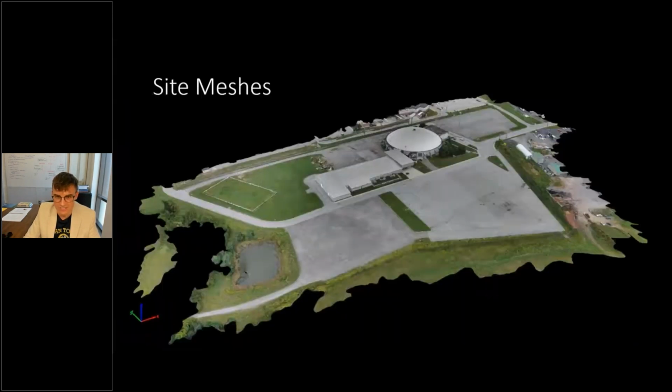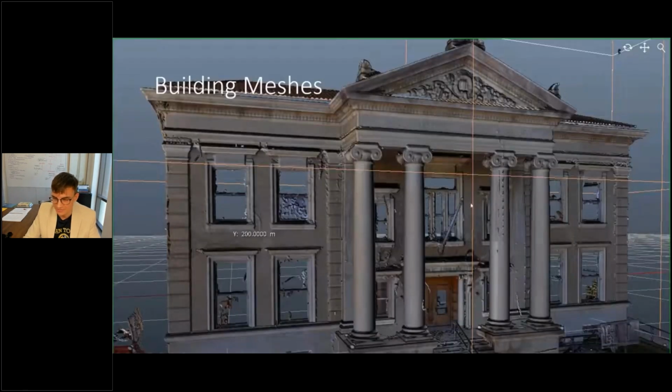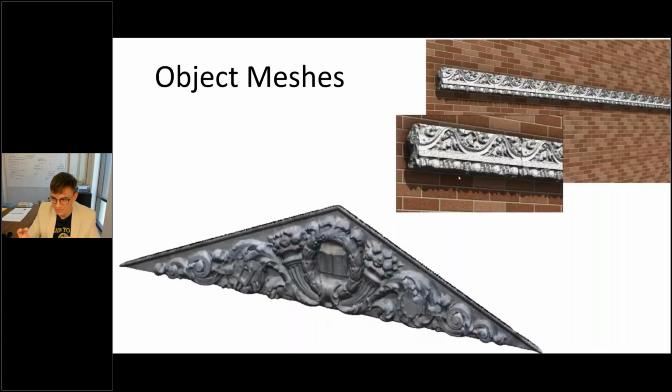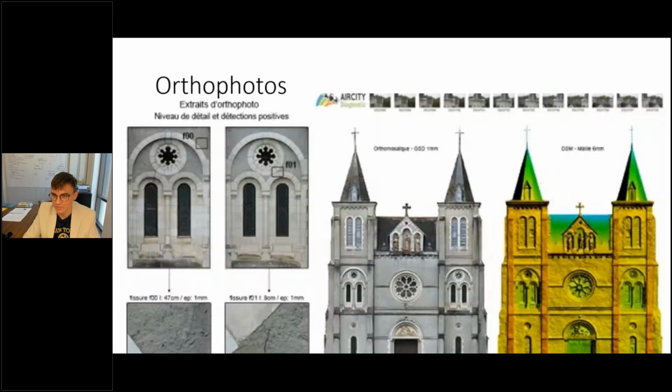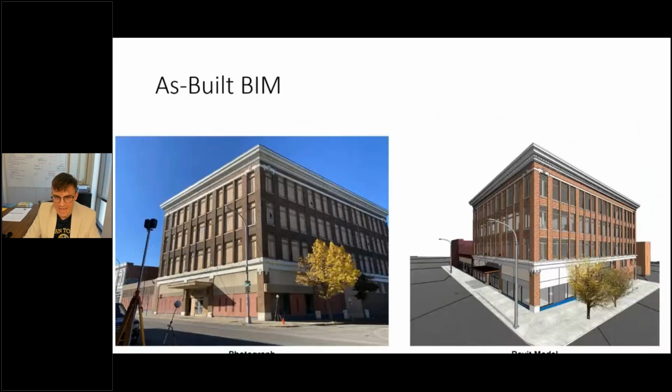Site meshes can be used for logistics and historical preservation. You can also import small detail meshes into design tools like Revit. Along with the mesh, you can provide a high resolution ortho photo, again for historical preservation, as well as as-built and normalized BIM models.